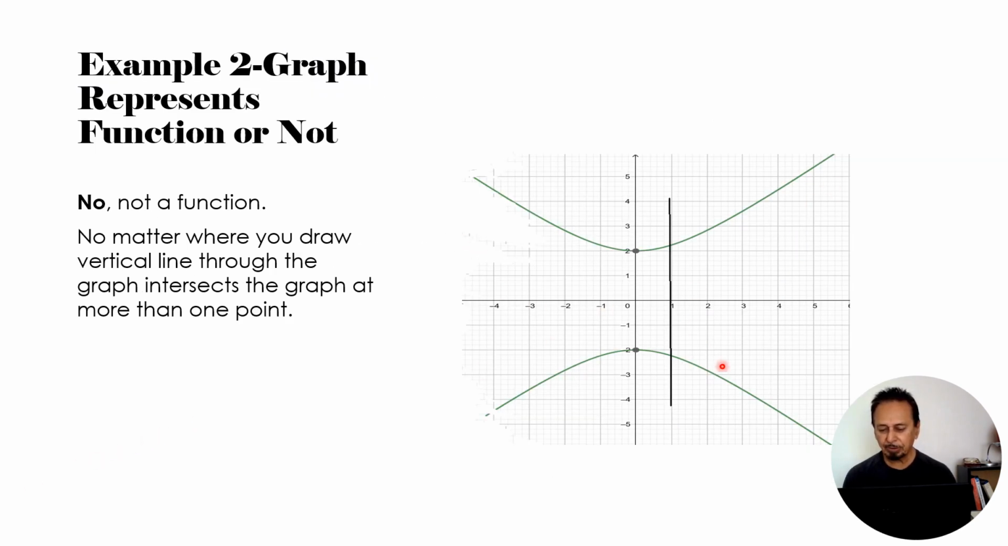Here's another graph. Now, if you draw a vertical line anywhere, like just this one, it intersects the graph at this point and this point, which means the vertical line intersects the graph at 2 points. So this graph is not a function, or this graph does not represent a function.